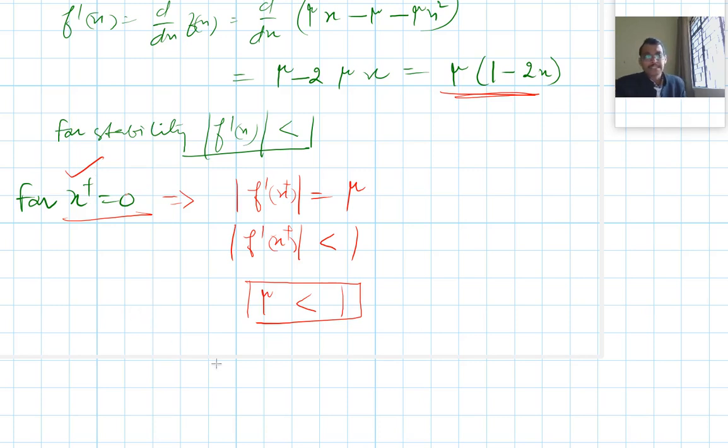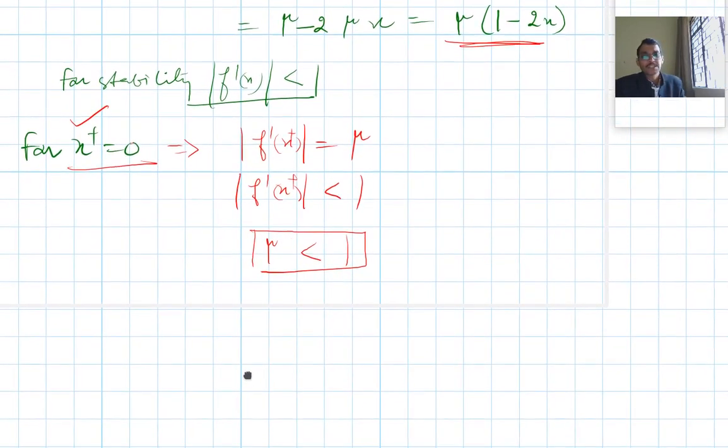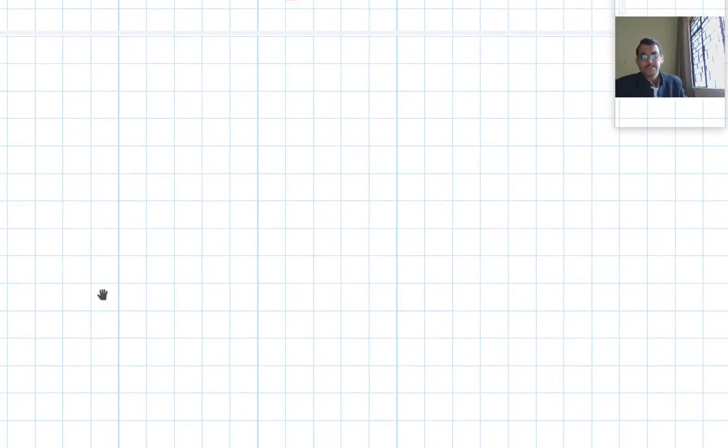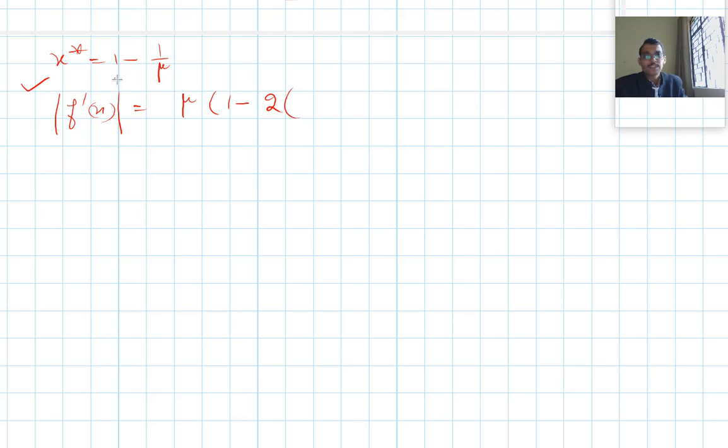Now let us take another point under consideration. The other point which we have taken, x star, is equal to 1 minus 1 over mu, and the condition is that mod of f prime x, let us evaluate this, and this is equal to mu into 1 minus 2x, and its value will be this one, or let us call it x star.